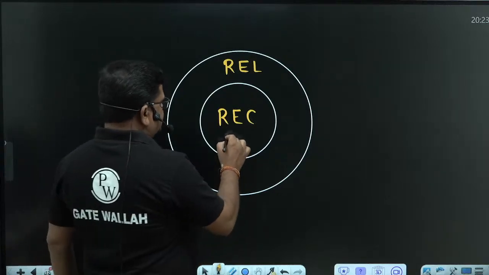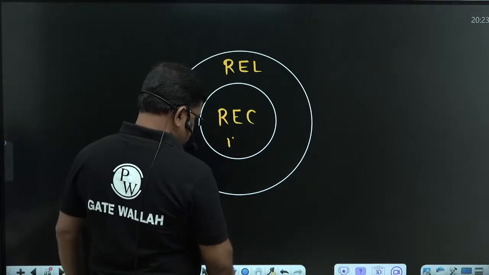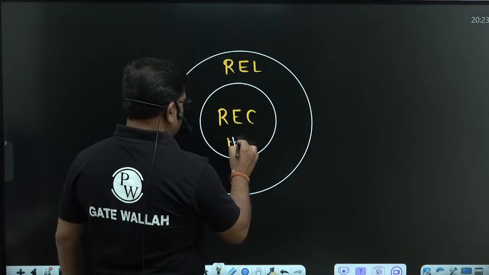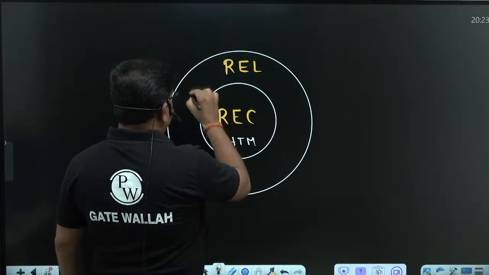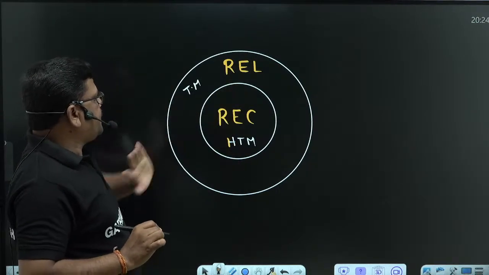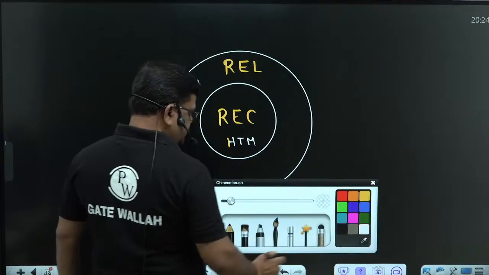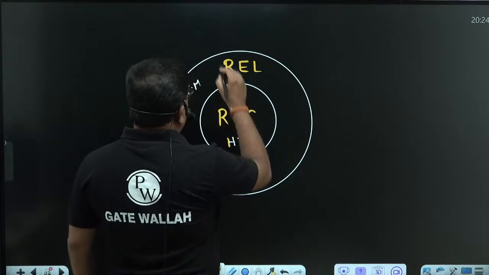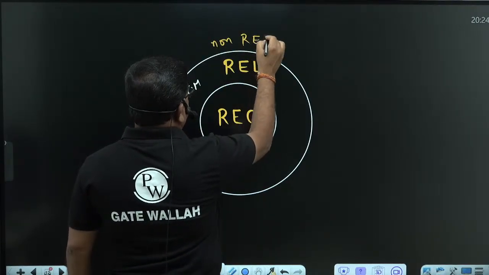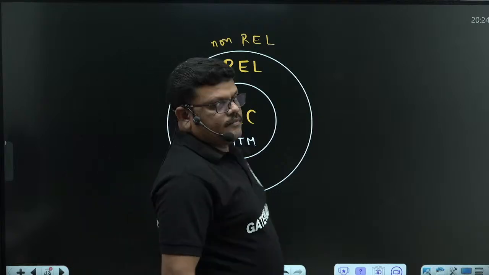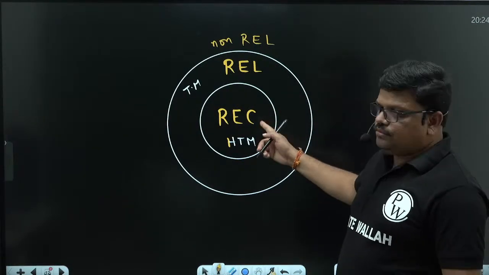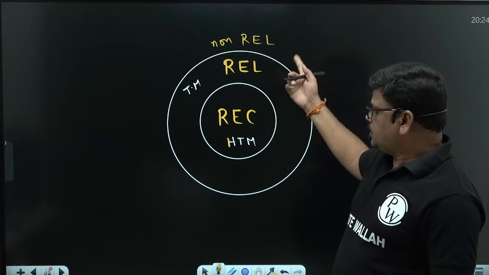Here we have our general Turing machine, let me say the halting Turing machine. Here is the normal Turing machine. This is our decidable. And we have one more class of languages here called non-RELs. This is the relation between these three languages: recursive, recursive enumerable, non-RELs.